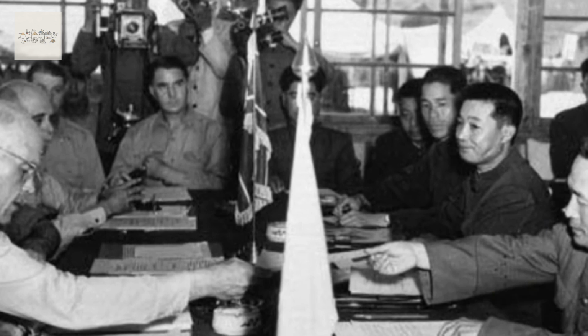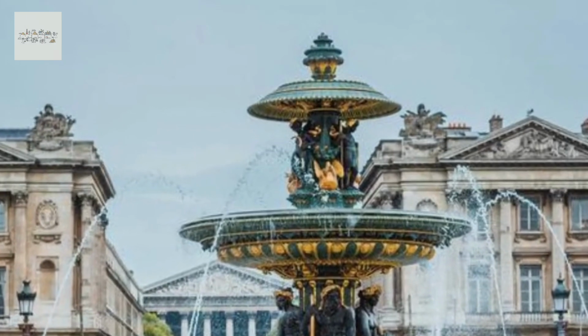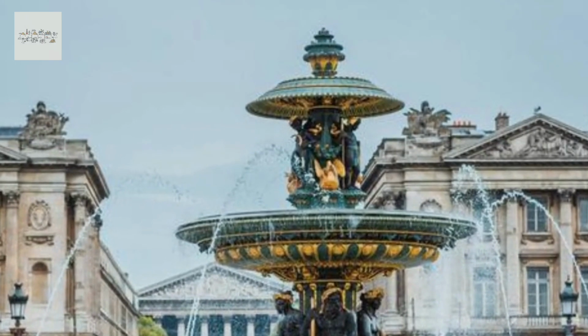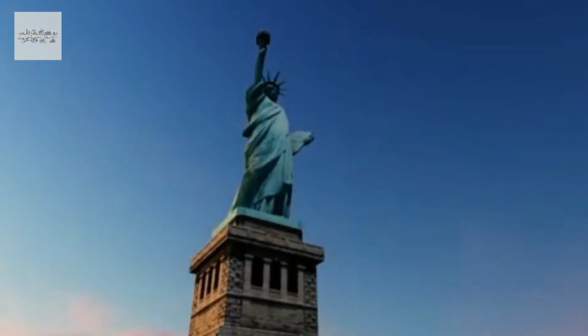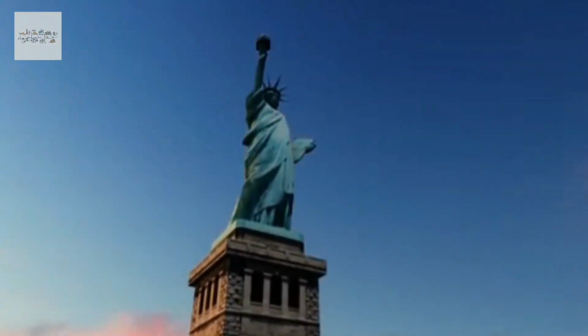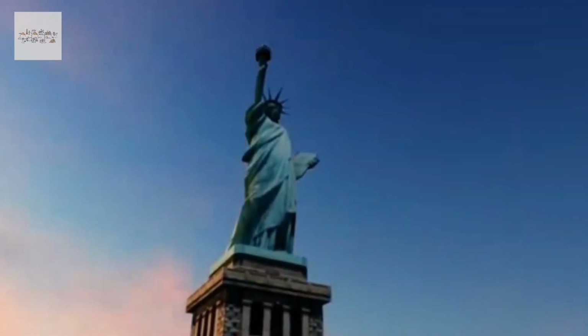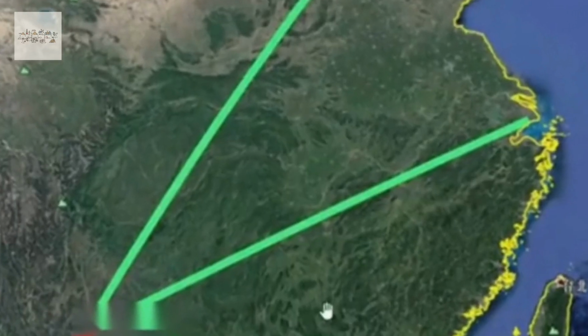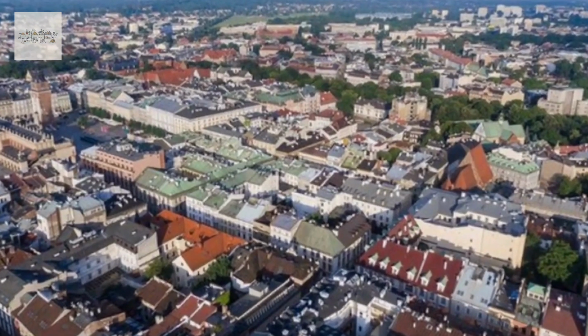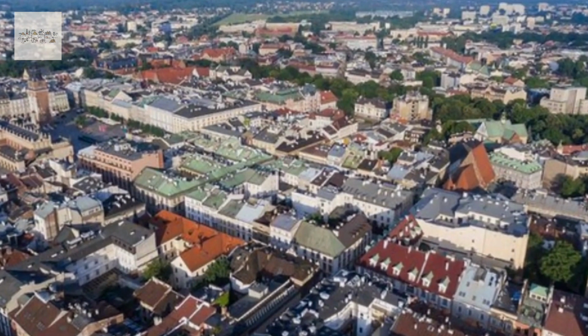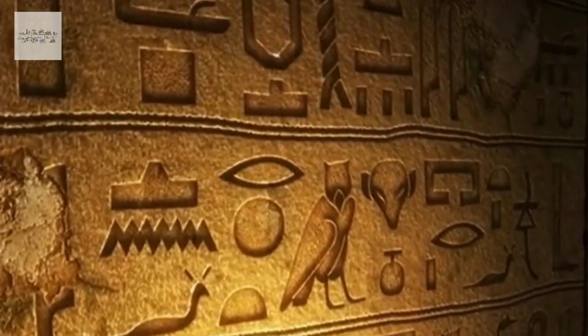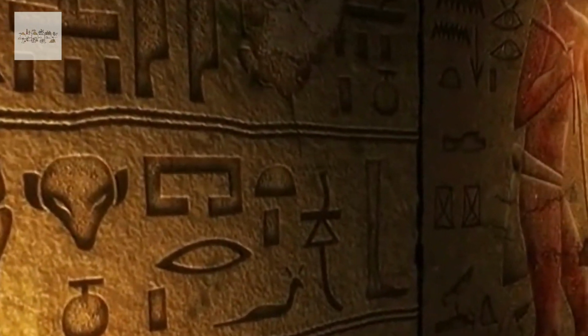Civil War and Reconstruction, 1861 to 1877. American Civil War. Conflict between the Northern States, the Union, and the Southern States, the Confederacy, mainly revolved around the issue of slavery. End of the Civil War. The North won, leading to the emancipation of slaves and the reconstruction of the Southern states.